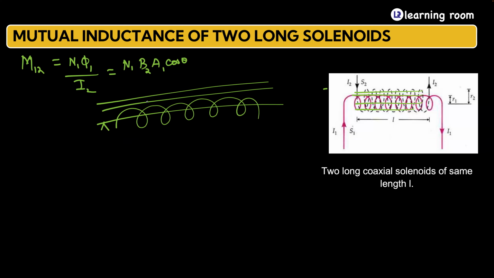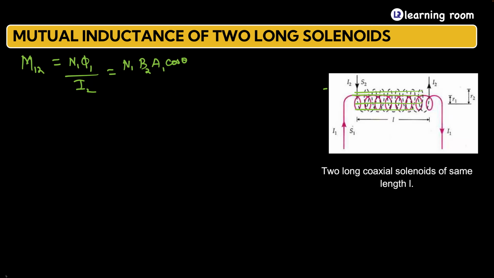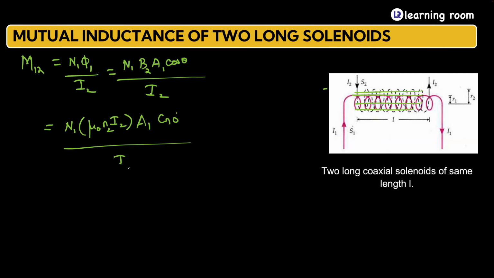So having said that, B2 into A1 into cos theta divided by I2. So this will be equal to N1 into, what is the value of B2? It is mu naught into n2 into I2. Mu naught into n2 into I2 into A1 into again cos 0, the whole divided by I2. So I2 and I2 get cancelled. So you'll get the answer as mu naught N1 n2 into A1.